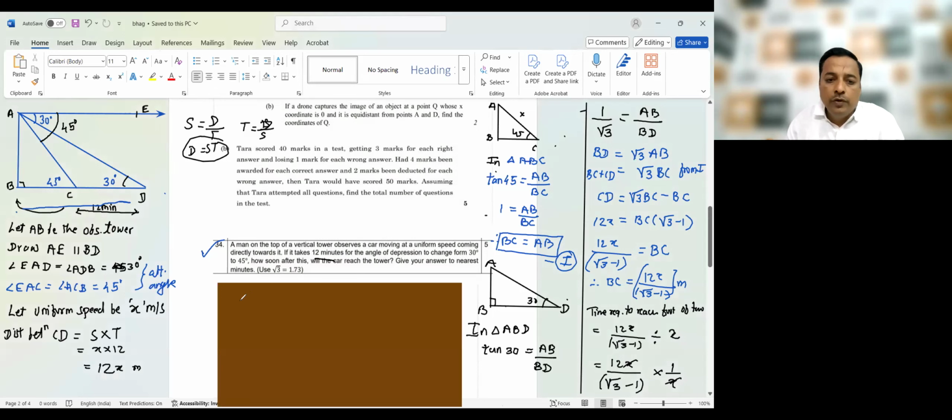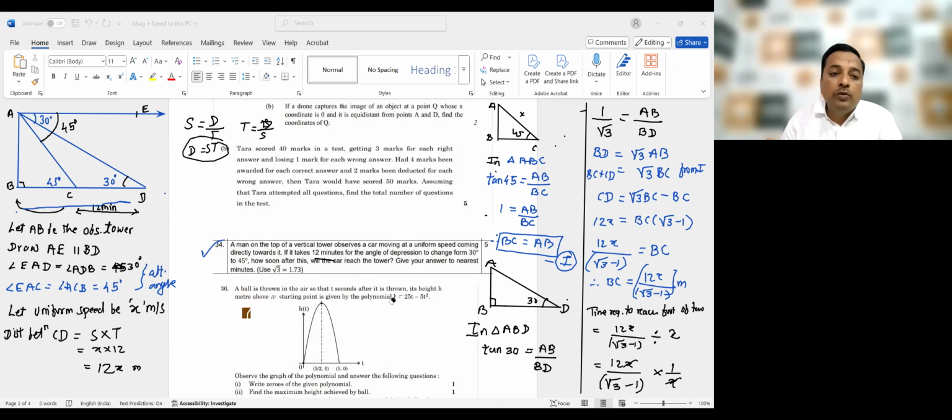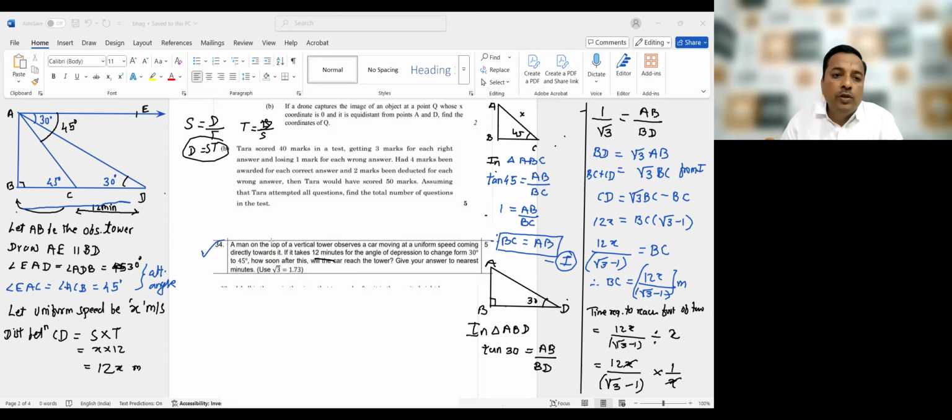Okay, so I will solve here. We have to write time required, that is 12 upon root 3 minus 1. If we substitute the value of root 3 here, do you know what the denominator will become? 12 upon 1.732 minus 1, so 12 upon 0.732. Now it's very difficult, it will take a lot of time to divide this. So let's do an idea: we will rationalize the denominator and afterwards we will solve. So it becomes very easy.